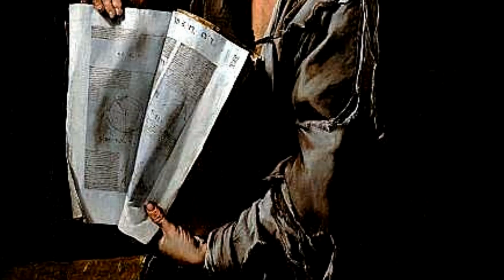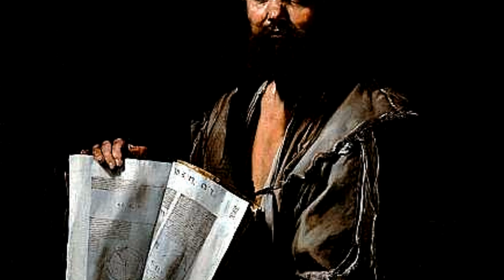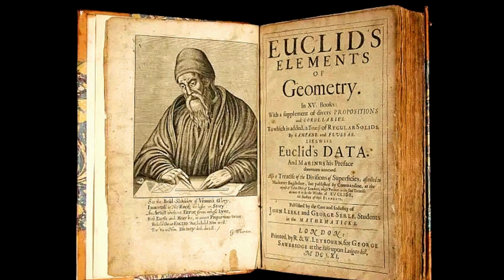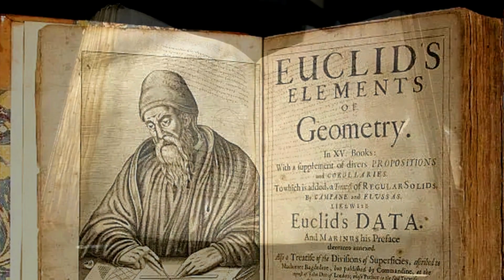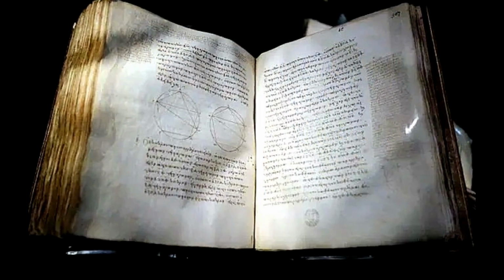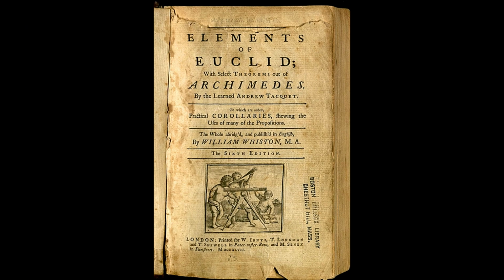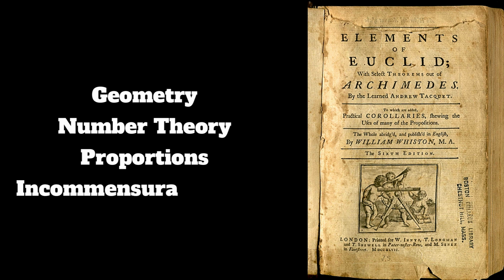Euclid, a mathematician who lived in ancient Alexandria around the 3rd century BCE, is also known as the father of geometry. He authored a book named Elements, now known as Euclid's Elements, which is a collection of 13 books containing illustrated definitions, postulates, propositions, and proofs. These books cover a range of topics, including geometry, number theory, proportions, and incommensurable lines, which are lines that cannot be expressed as a ratio of integers.